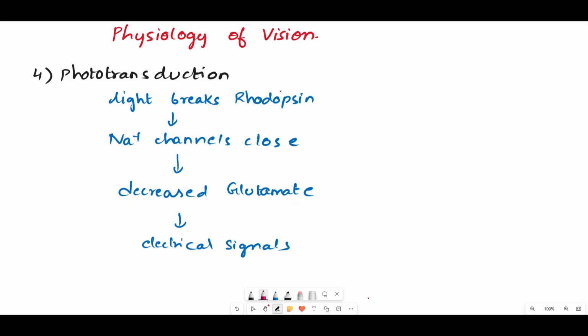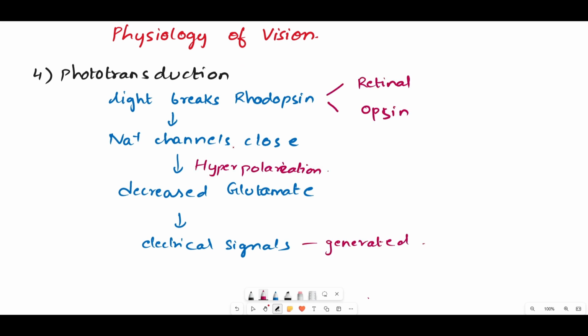So coming back to the next step, which is called phototransduction. Phototransduction is also called the photochemical reaction. Here, the light breaks the rhodopsin pigment into retinal and opsin, due to which there will be closure of the Na plus channels, leading to the condition called hyperpolarization, due to which there will be decreased glutamate release, which further leads to the generation of electrical signals.